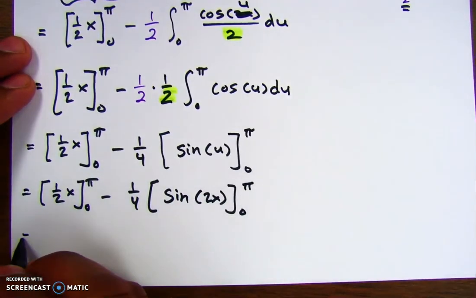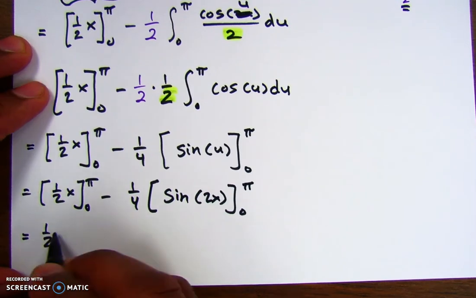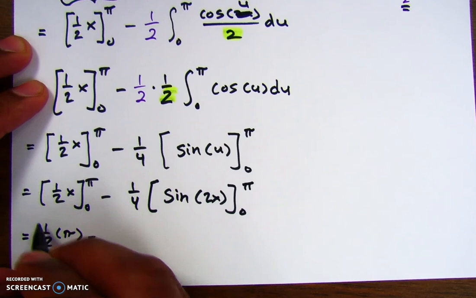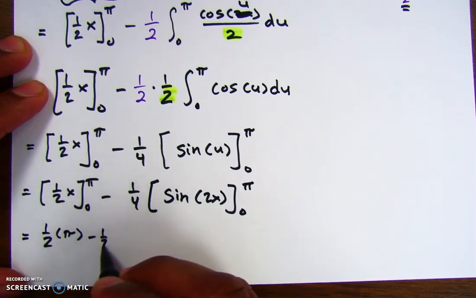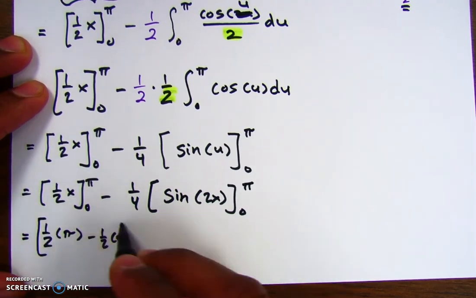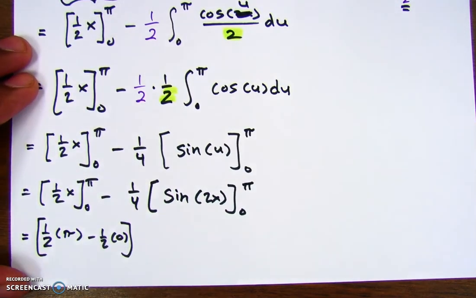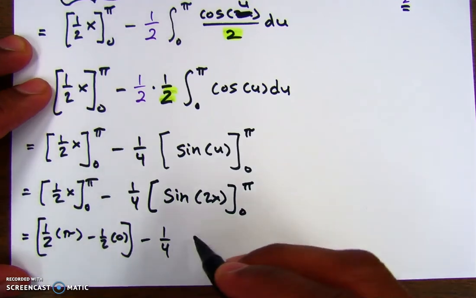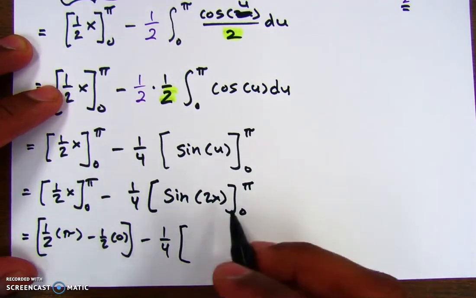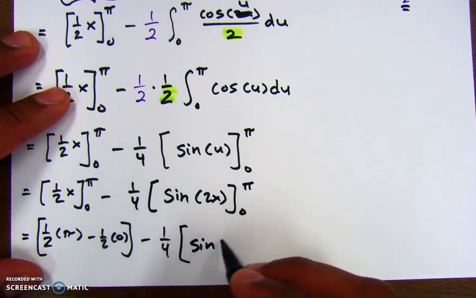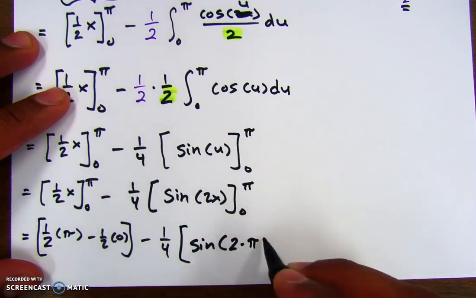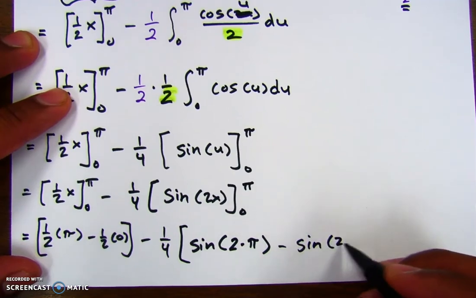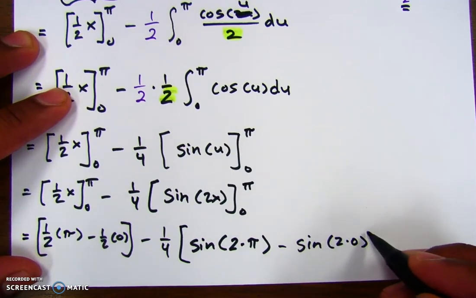Okay, and we just plug in 1/2 of pi, so now I'm applying the fundamental theorem of calculus. 1/4. Now I have sine of 2 times pi, which is going to be 2 pi, minus sine of 2 times 0, which is just going to be 0.